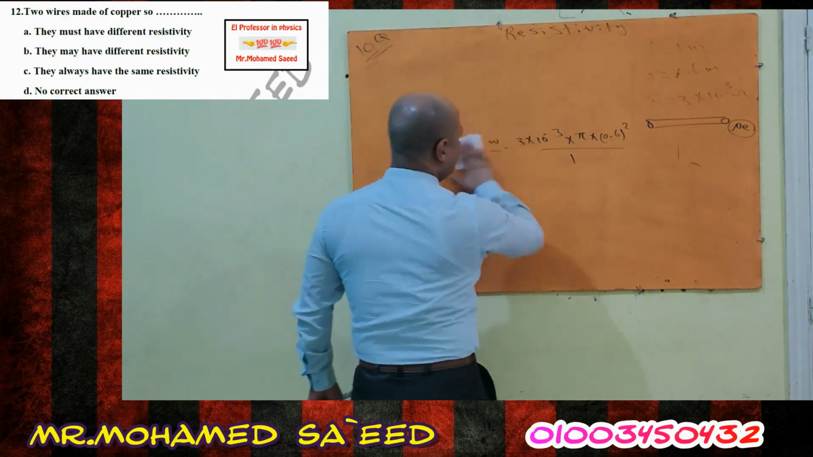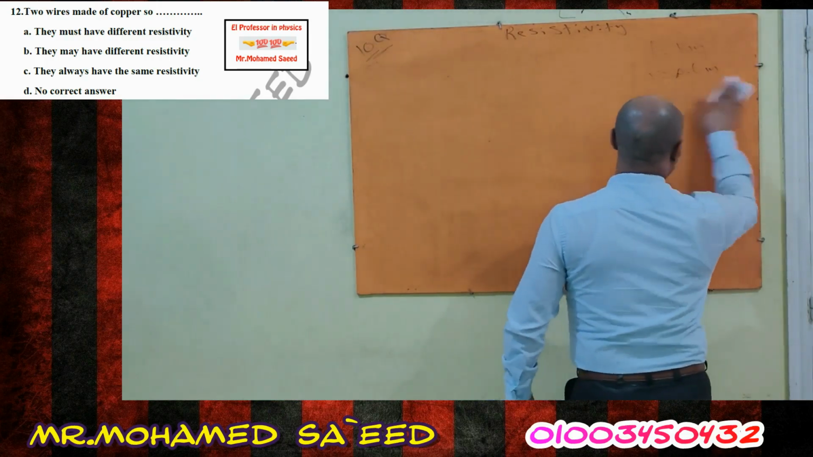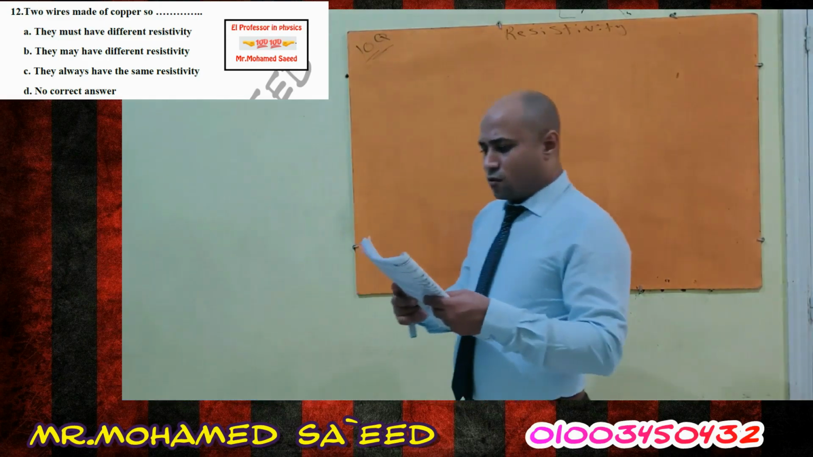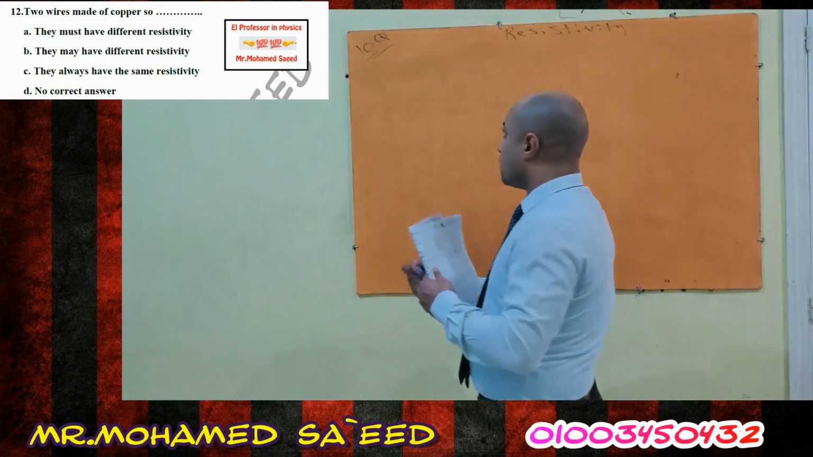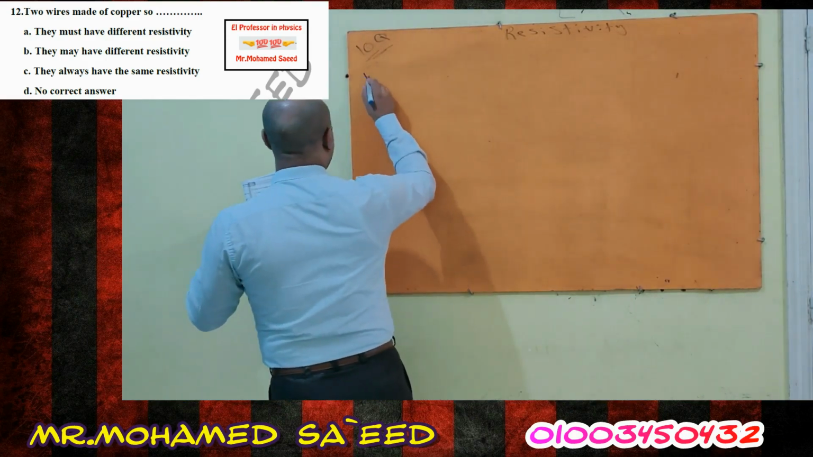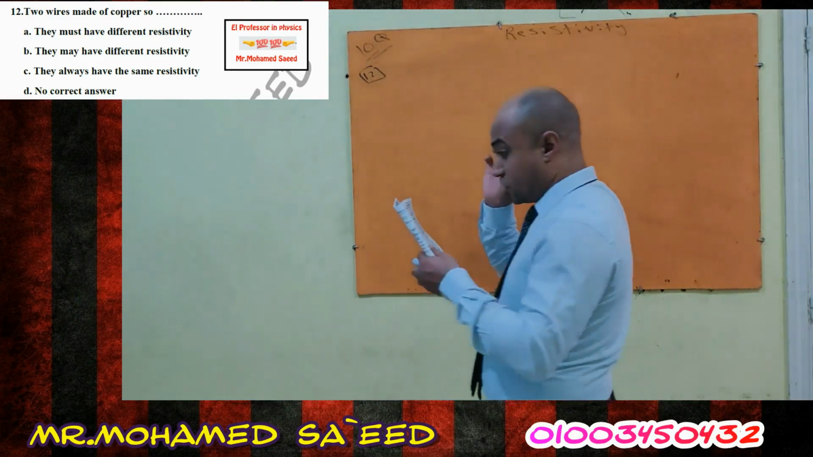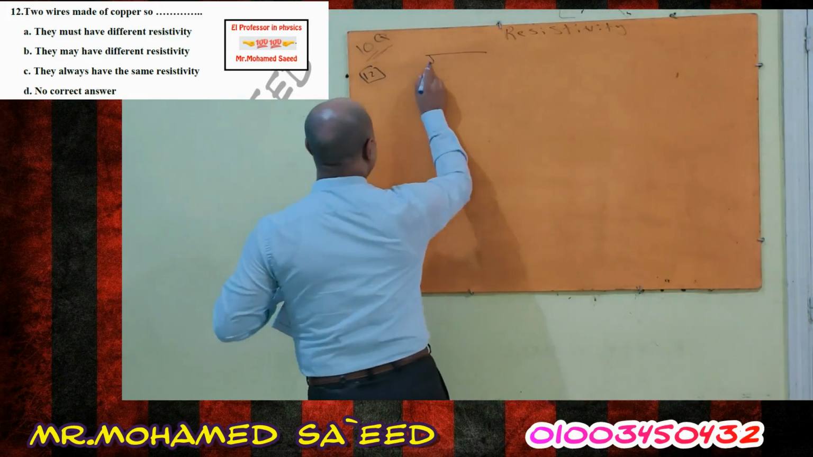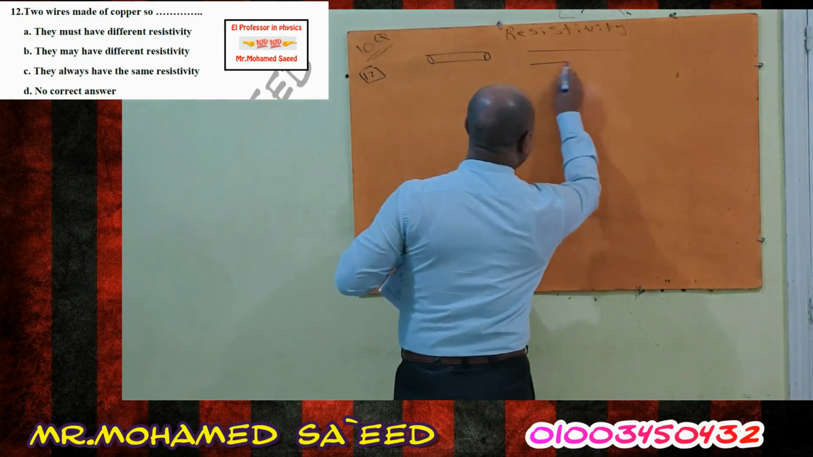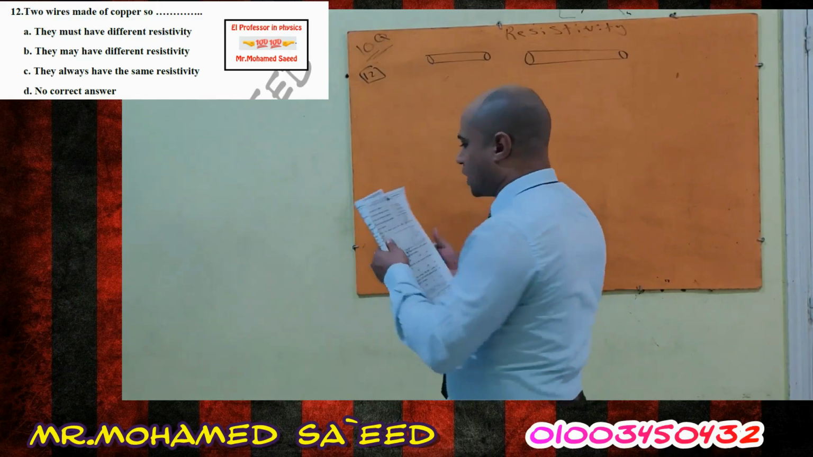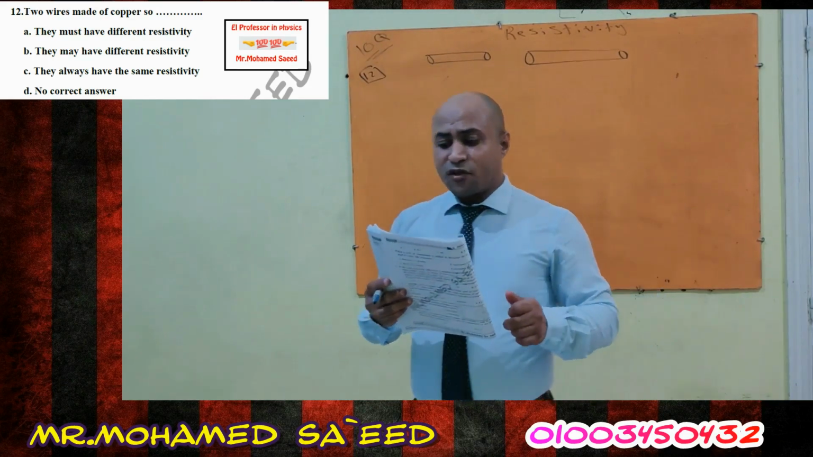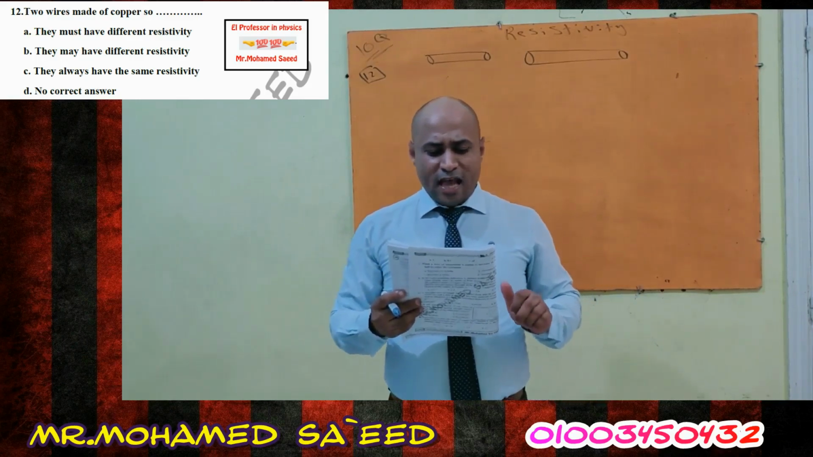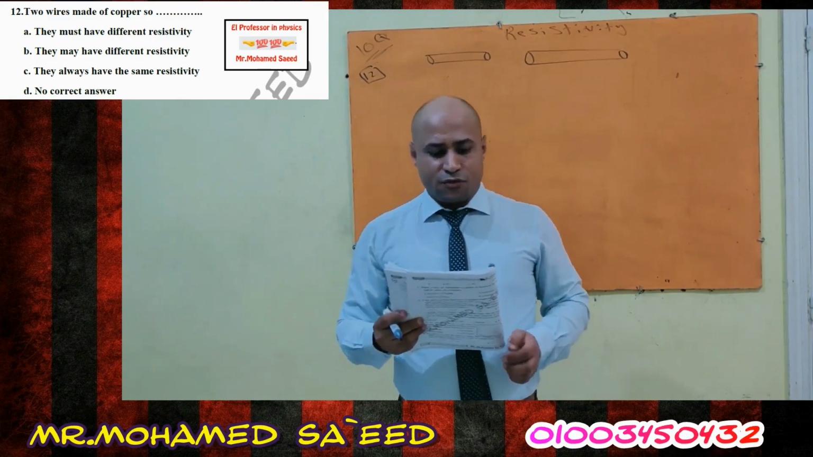Question number 10. The last question, which is question number 12 in the physics sheet. Two wires made of copper. So again, we have two wires made of copper. They must have different resistivity. They may have different resistivity. They always have the same resistivity. No correct answer.